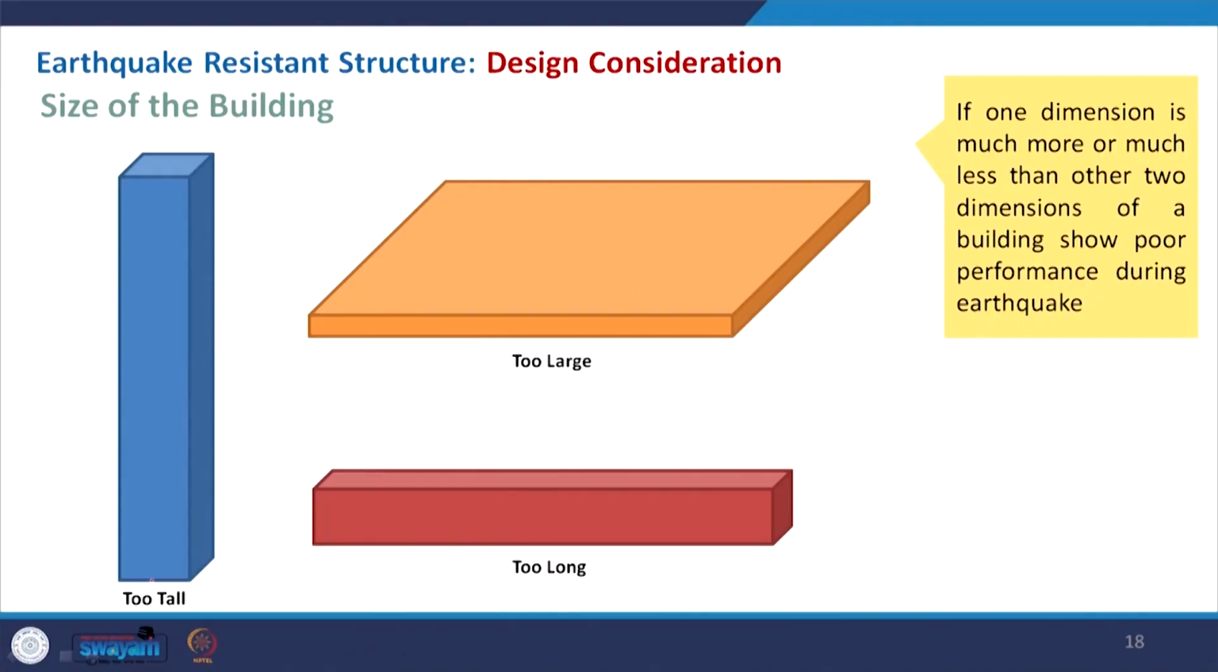So, in this representation, if you see the dimensions x, y and then z, z is much more than x and y. So, this is a very tall building. It will be very vulnerable, because even if we omit the earthquake part, this tall building will be vulnerable due to the lateral wind pressure.